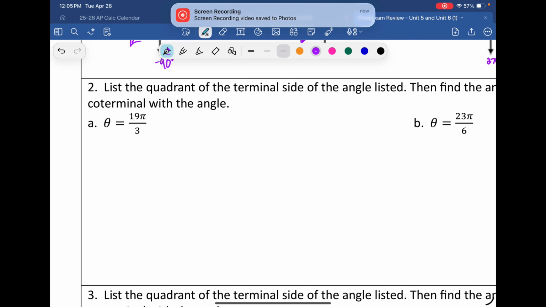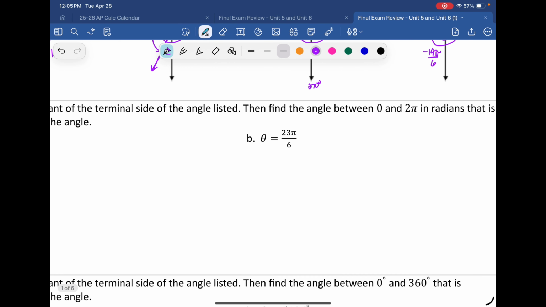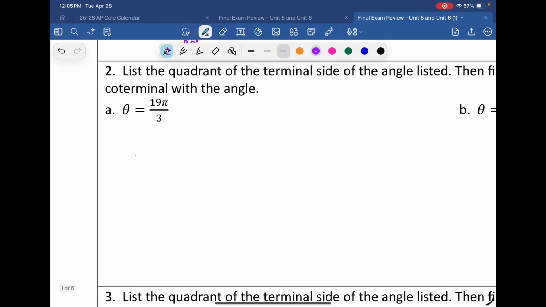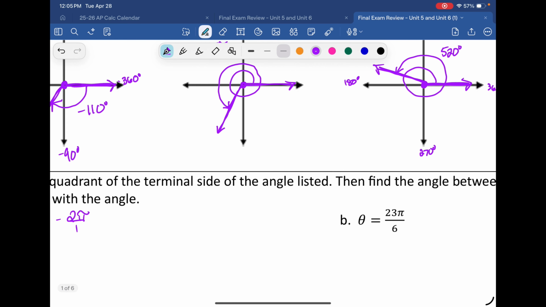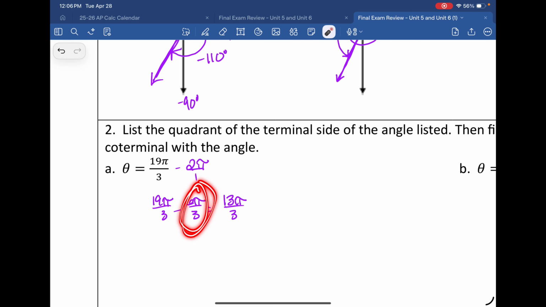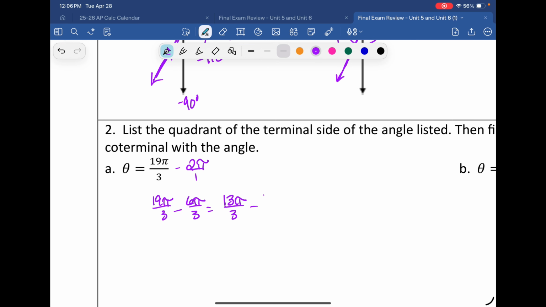Quadrant of the terminal side, and then find the angle between 0 and 2 pi in radians. That's coterminal. So kind of imagine where this angle is. 19 pi over 3 is quite big. So I'm going to subtract 2 pi. Just like the ones I was doing up here, I need to get that common denominator. So that's going to be 3. Which is 13 pi over 3. So that's still too big because 2 pi is 6 pi over 3. So I'm going to subtract again. Well, that's 7 pi over 3.